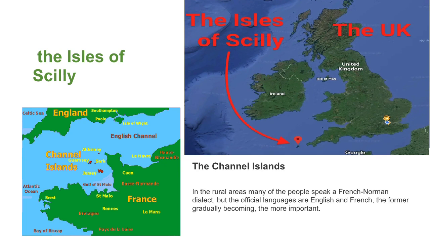194 square kilometers. In the rural areas, many of the people speak a French-Norman dialect, but the official languages are English and French. The chief industry on the islands is tourism, and the chief islands of the group are Jersey and Guernsey. Jersey is the largest and most populous island.